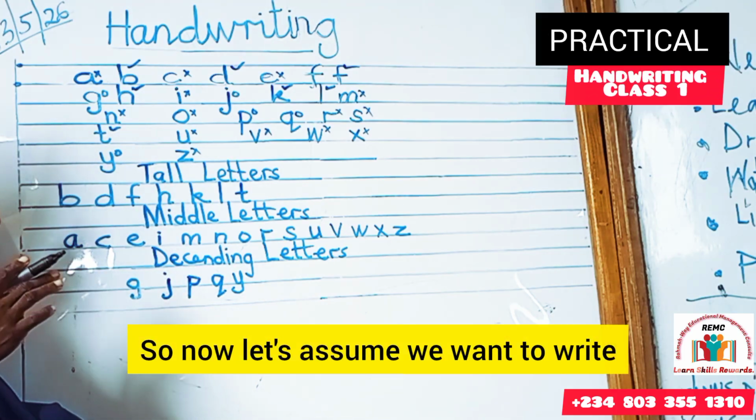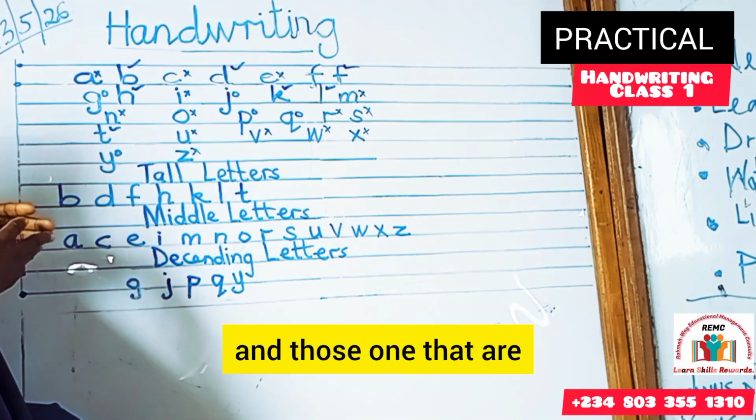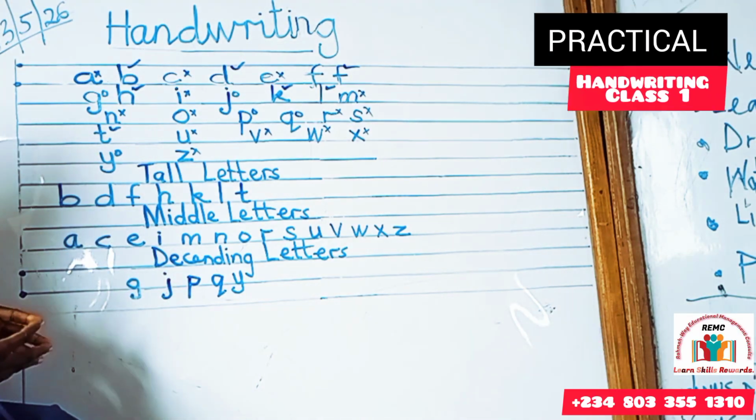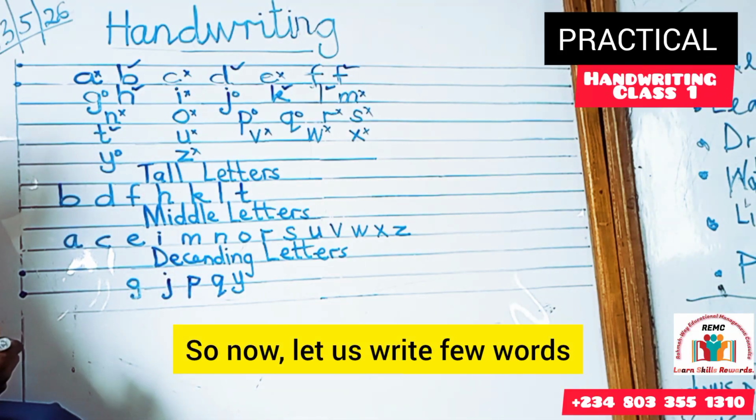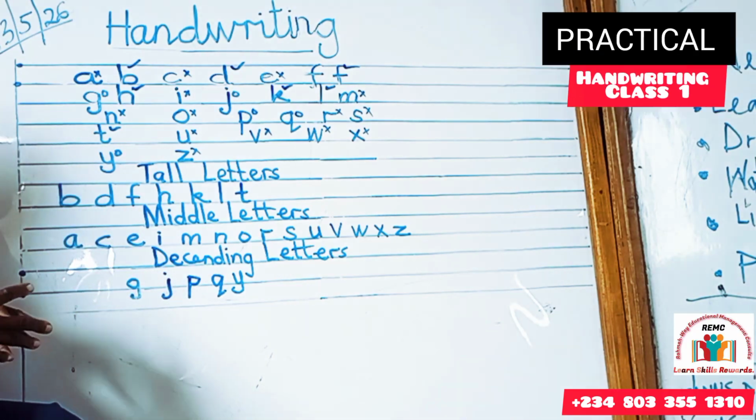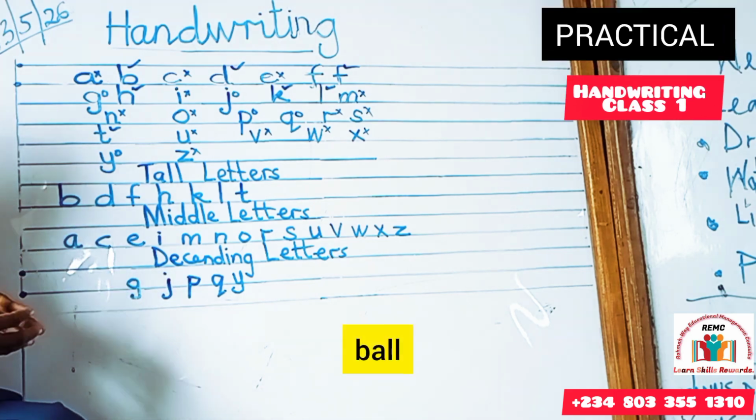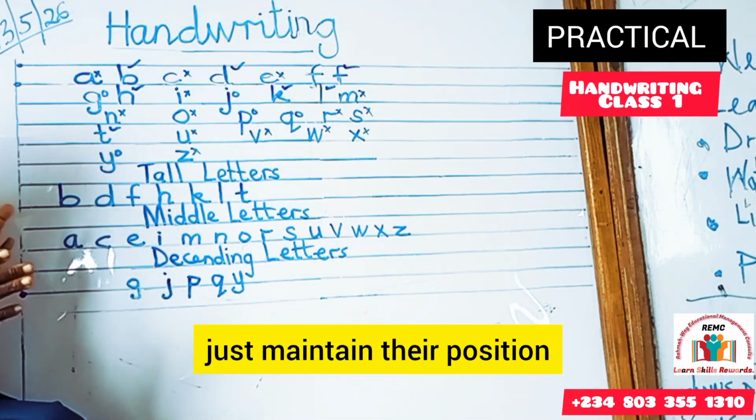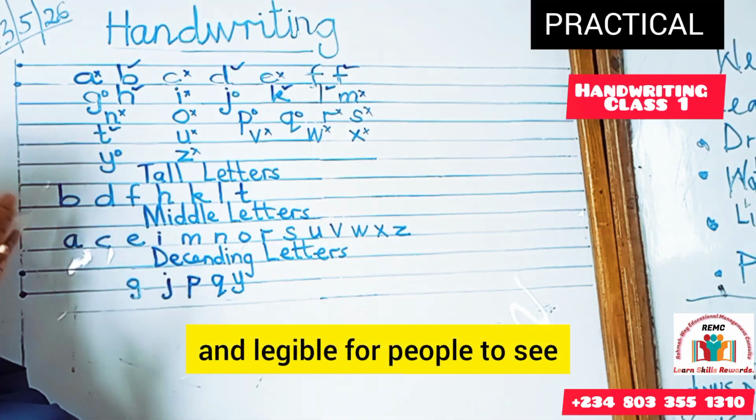So now let's assume we want to write. We are still going to see how they should be written, how they should be joined together, those that must join from the base, those that join from the top, and the ones that join at the middle. Why we still have some that do not join to other letters at all while we are writing any word. So now let us write a few words without joining them, because we have not learned how to join. So from here now, we want to write maybe just some words like ball, bicycle, any word at all. Just maintain their position. Even if you are not joining them together, you see that your handwriting will look very fine and legible for people to see.